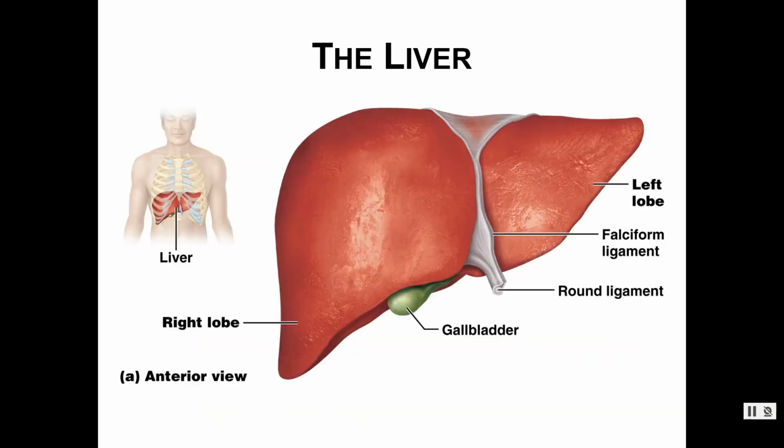All right, so that was lots of words. We've got your right lobe, we've got your left lobe. We've got your falciform ligament separating them. You've got your round ligament. Don't forget your little gallbladder up under there.